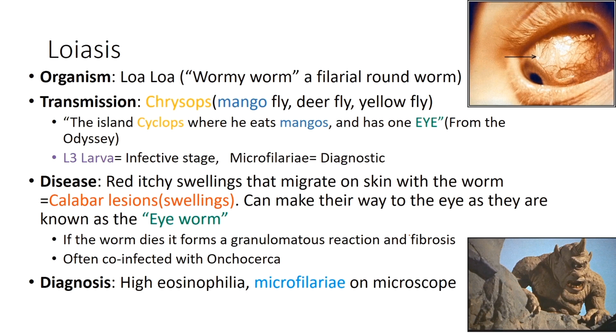And so the way I remember this is that it's on the island of Loa Loa. There's this cyclops that lives there, and I put this picture down here. This is from the Odyssey, because there was that cyclops on that one island, and so that island actually was called Loa Loa, or at least I'm telling you right now, in order to remember loiasis, that this is the island of Loa Loa, and the cyclops that lives there eats mangoes, so that's your mango fly, and he only has one eye, so it infects your eye. So this is known as your eye worm, if you haven't heard of this before.